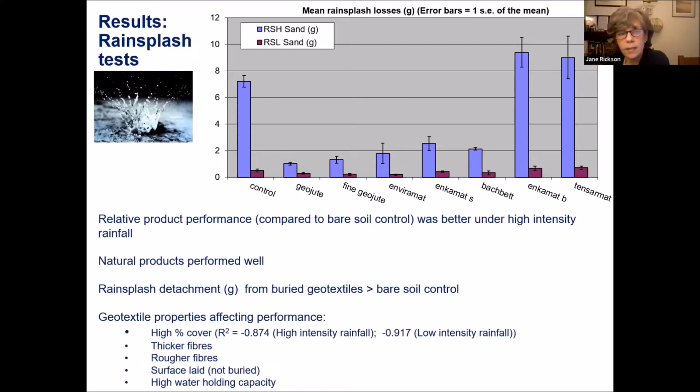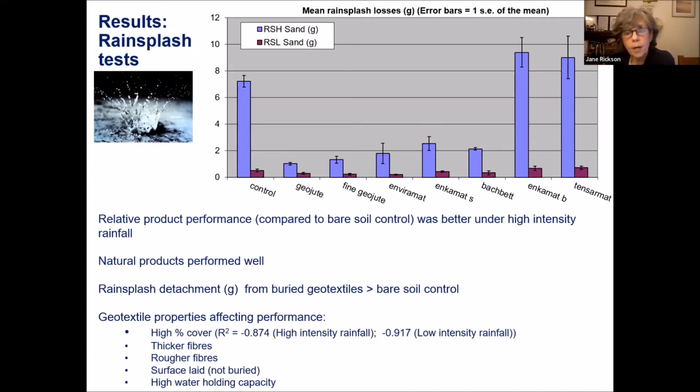I've only presented the sand results again in the context of time, but happy to share the clay results with you if that's of interest, to look at the differences in the soil type on performance. And we found that the natural products, so the geojute, the fine geojute, the enviromat, and the Bachbeck-Gewebe, which is the coir product, and indeed the encamat, which is a nylon product, surface laid, the S stands for surface laid, all were very effective at controlling soil loss relative to the bare soil control.